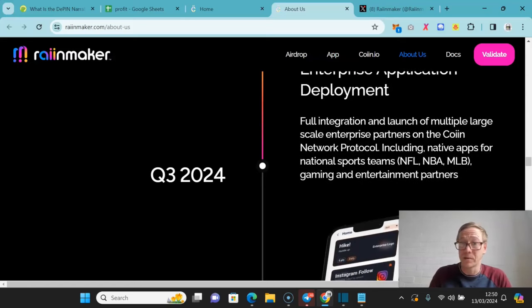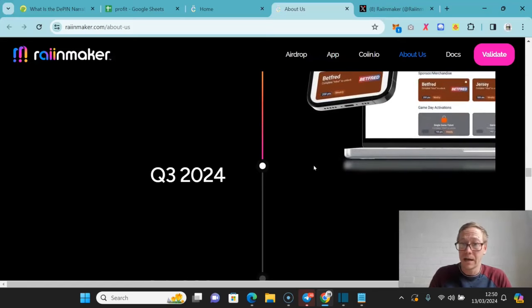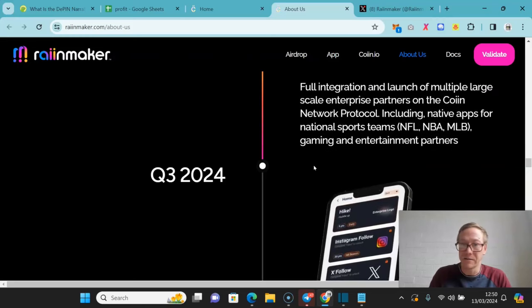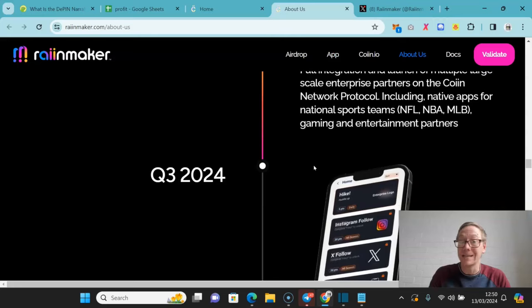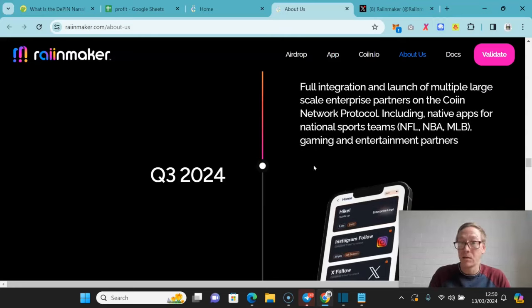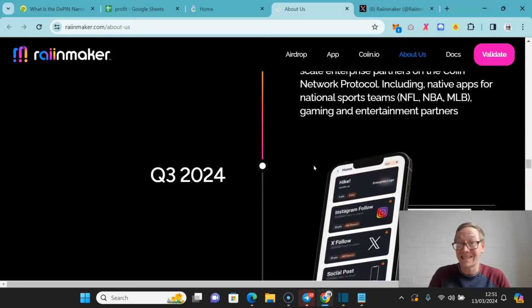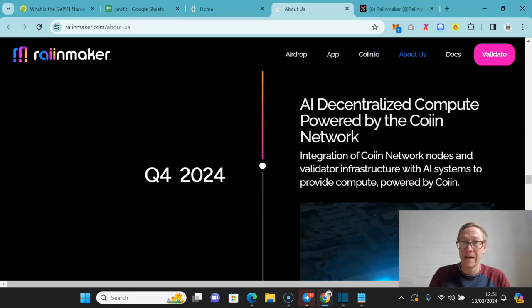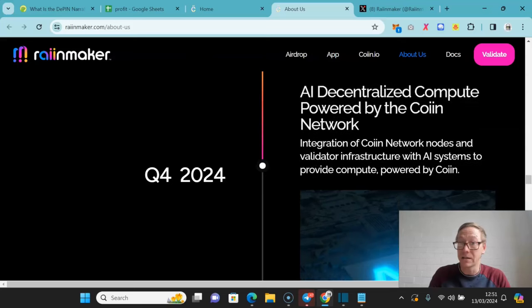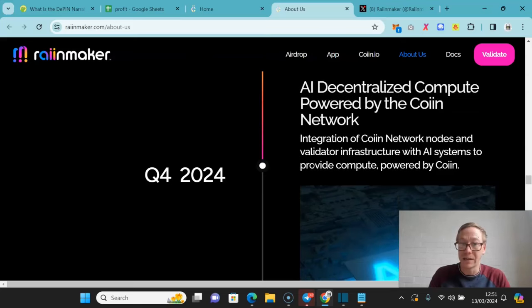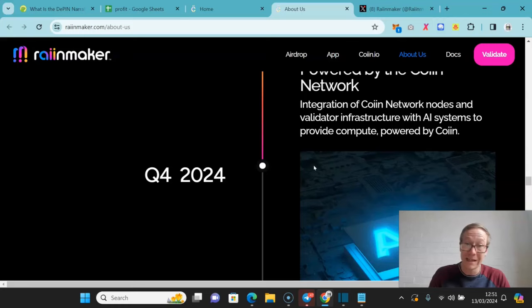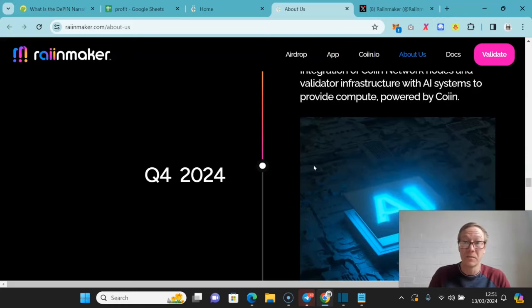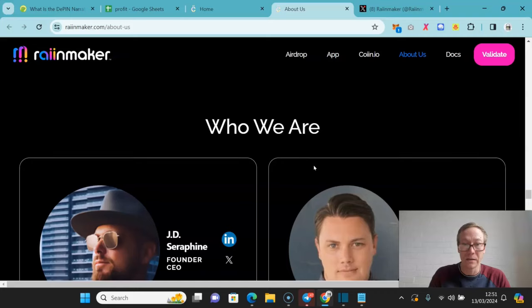And then they're going to be pushing for enterprise application and deployment. And they're basically gamifying mining. It's a very clever idea. They're going to have native apps for national sports teams from the NFL, the NBA, the MLB. So they're going to be gaming and enterprise entertainment partners. So they're looking for this to scale up hugely. And then Q4 of this year, AI decentralized compute will be powered by the Coin Network. So integration of the Coin Network nodes and validator infrastructure with AI systems to provide compute powered by Coin themselves.